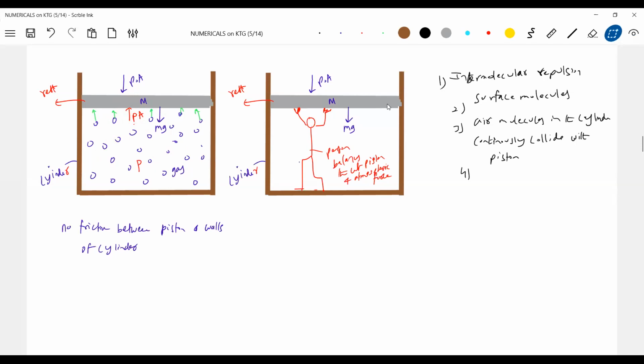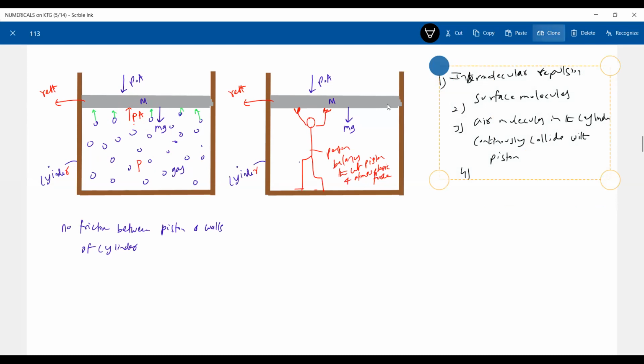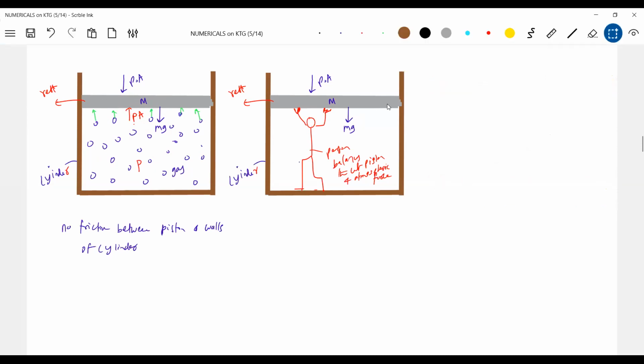The third option is what? The correct one. There is a better idea. So how to find out this pressure? Okay, I'll go back to the mechanics. P naught A plus mg minus PA equals 0. Look at the pressure: P equals P naught plus mg by A. So what are we getting? Constant pressure. The pressure of the gas will be constant. It depends on P naught plus mg by A. I'm now able to measure this pressure of a gas.